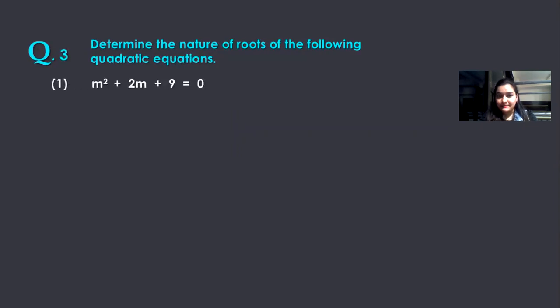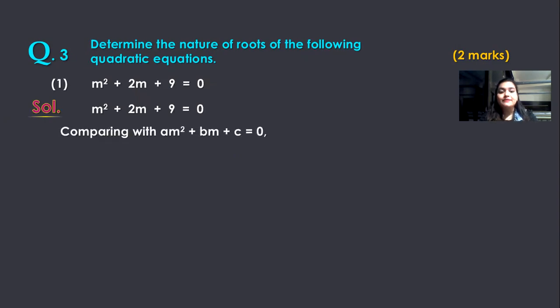Again, now you will help me. Tell me, determine the nature of the root. First of all, you need to compare the equation with the standard form, a m square plus b m plus c is equal to 0. As per this, a is 1, b is 2, c is 9.